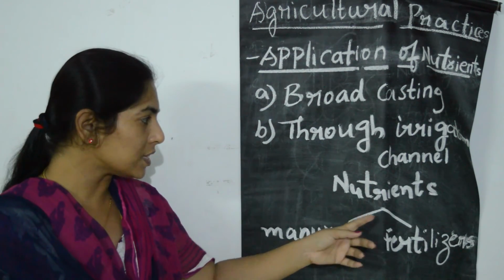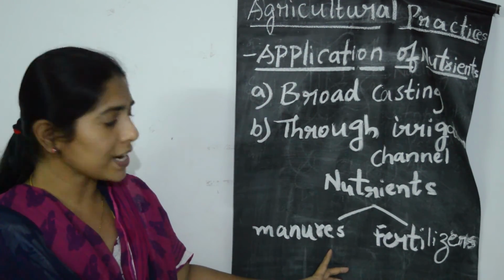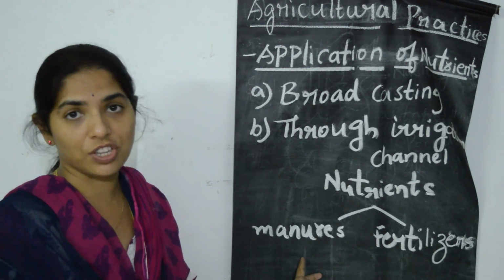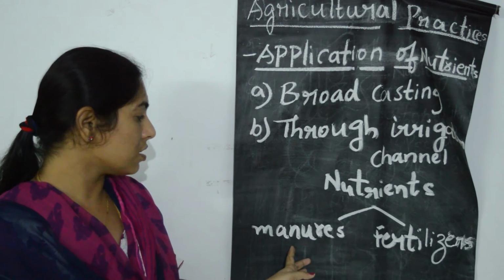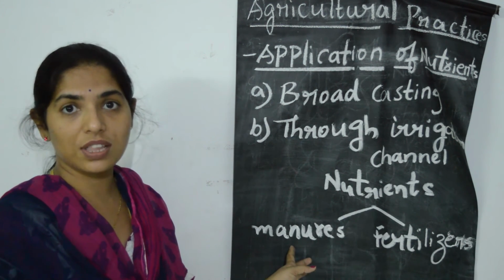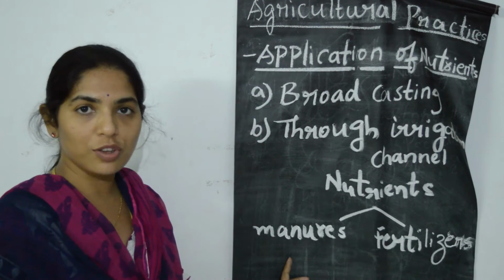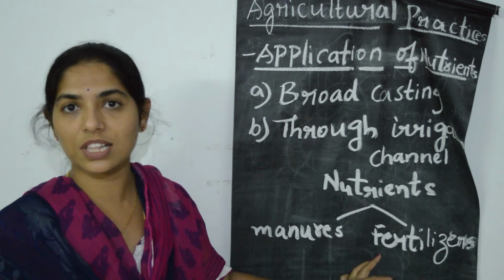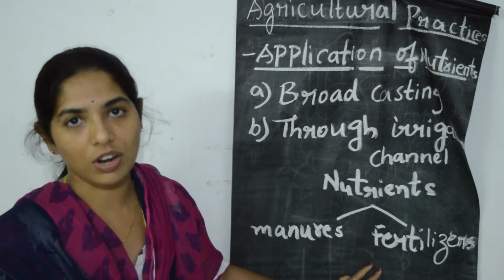So there are two methods of giving nutrients to the plants. The first one is in the form of manures, which is a natural one. There are three types of manures: farmyard manure, compost manure and green manure. Whereas the second method is application of fertilizers. These are the chemical ones and they are inorganic.